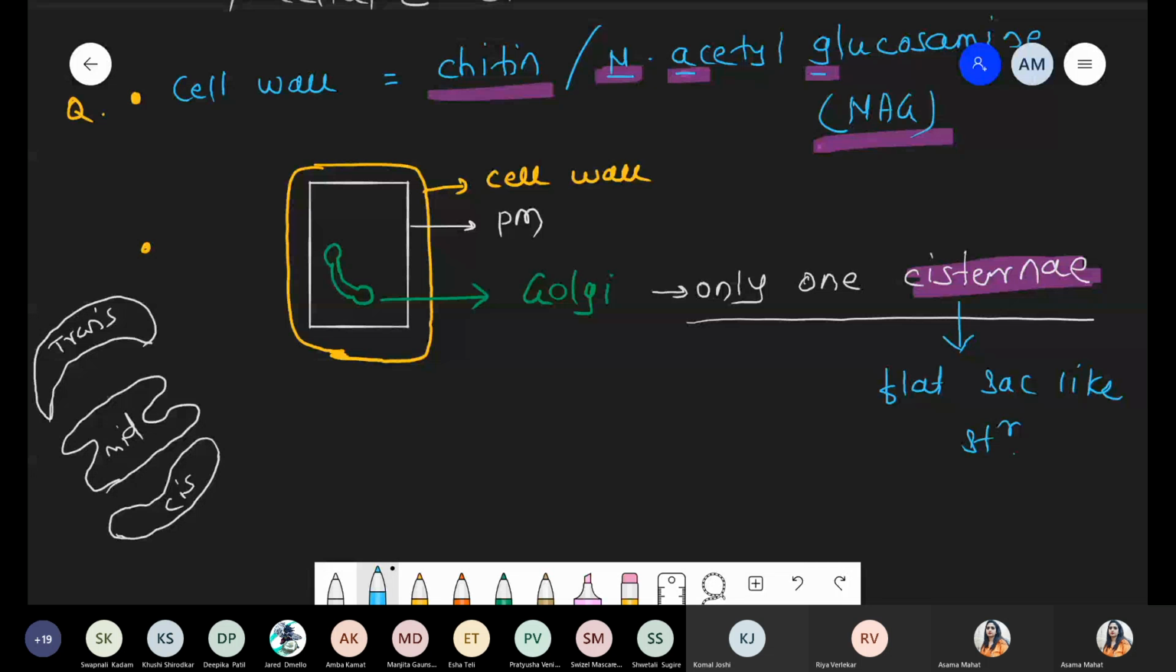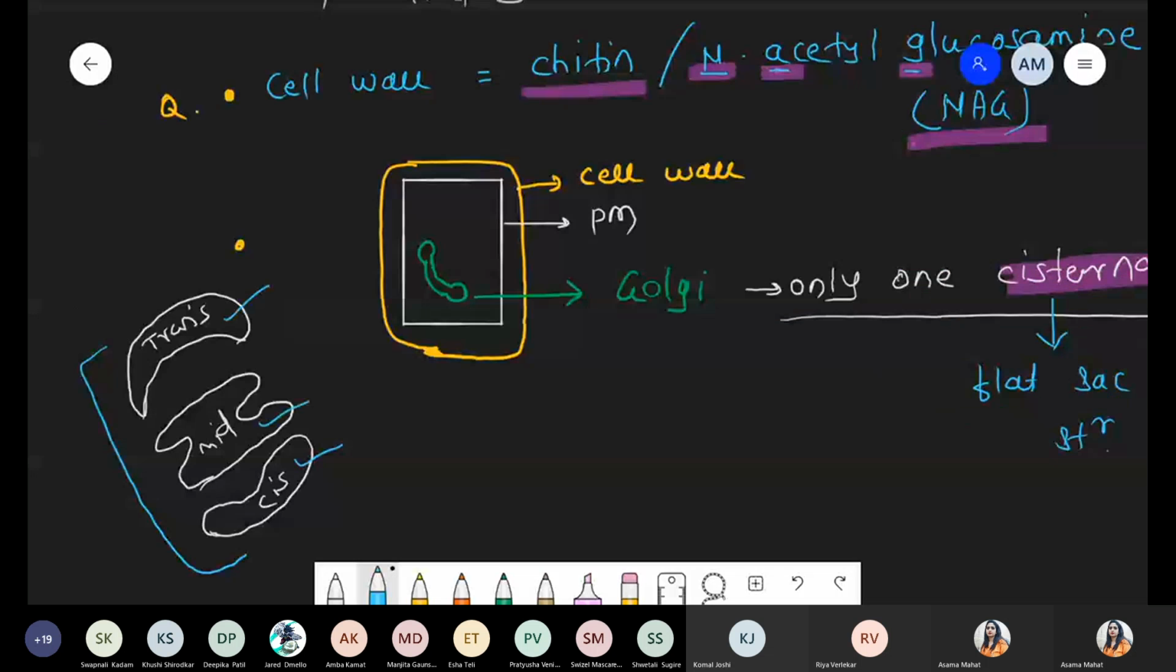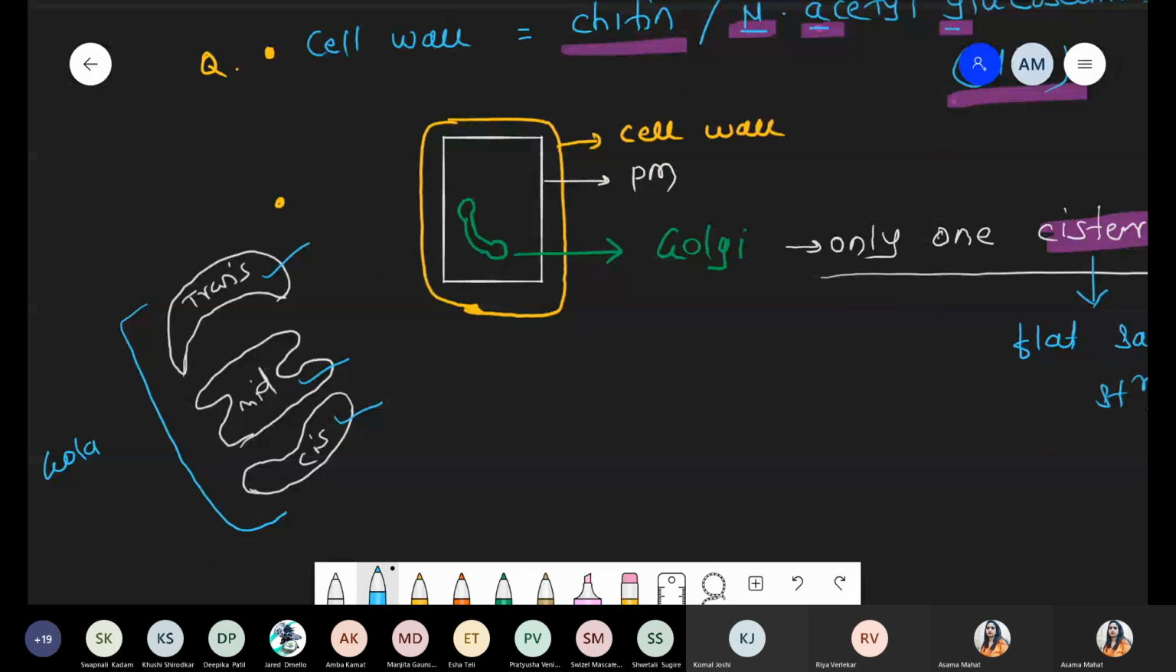If there is a structure like this, that Golgi complex consists of the cis Golgi, mid Golgi, as well as the trans Golgi. That entire structure is called the Golgi complex or Golgi bodies or Golgi apparatus. But here it is single, that's why we are using only the word Golgi. Got it? So this point is clear. What is the exact difference with respect to Golgi in other eukaryotic cells and in this yeast cell? Only Golgi, made up of only a single cisterni, a flat sac-like structure. Done.